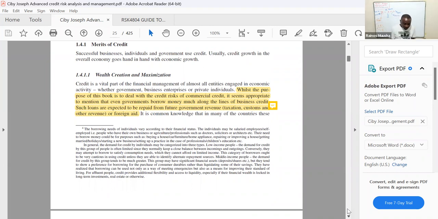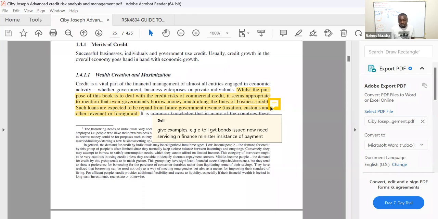And here they say, whilst the purpose of this book is to deal with credit risk of commercial credit, it seems appropriate to mention that even governments borrow money much along the lines of business credit. Such loans are expected to be repaid from future government revenue or foreign aid. So where government borrows money, we saw the issue of the e-tolls, where the government issued bonds to raise money that was needed to improve the network on the N1.